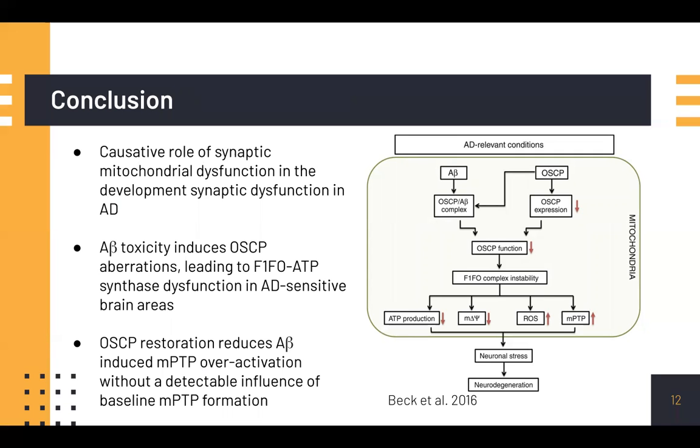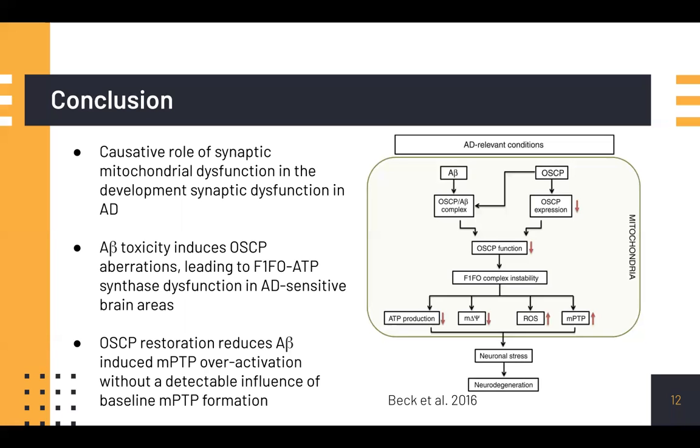Another critical finding in the study was how reduced OSCP levels and the interaction of amyloid beta with OSCP, which impairs mitochondrial function in AD-related pathological settings, implicates that amyloid beta toxicity induces OSCP aberrations, leading to F1F0 ATP synthase dysfunction in AD-sensitive brain areas.